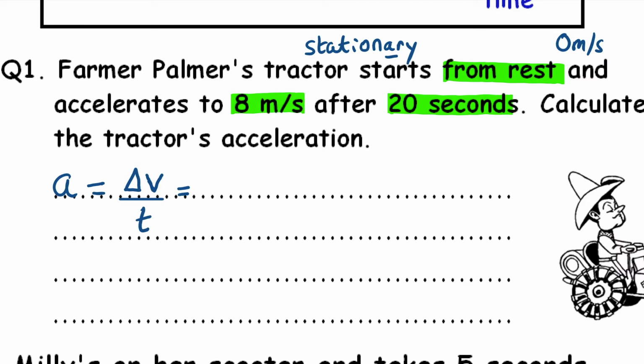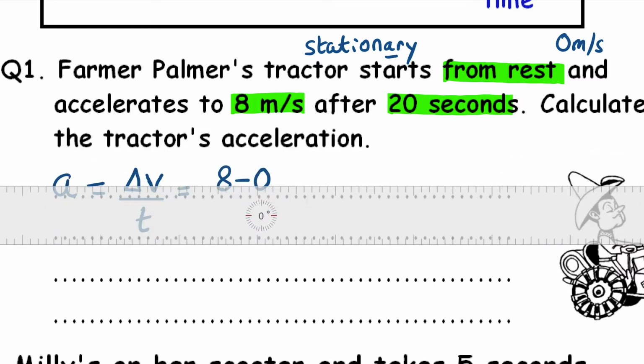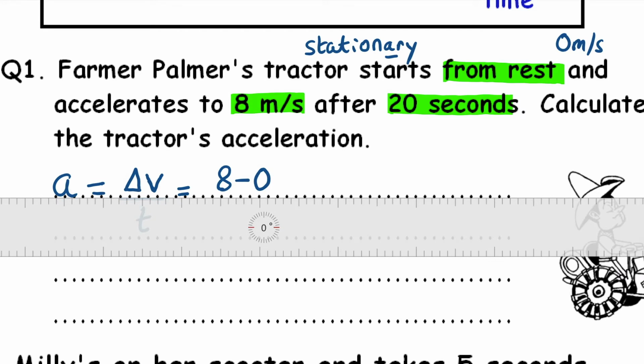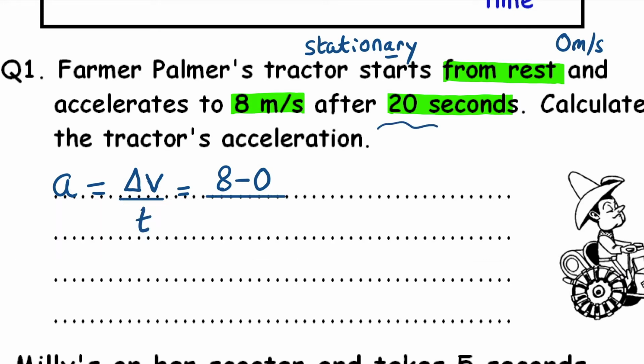Therefore, it's going from 0 to 8 meters per second. Now we can show that the change is 8 take away 0. That's the change in velocity. And it's a positive change because it's going from 0 to 8. The time taken here is 20 seconds. And you write that underneath.